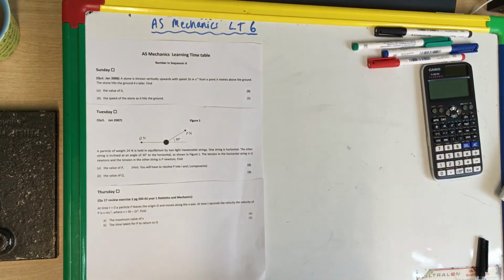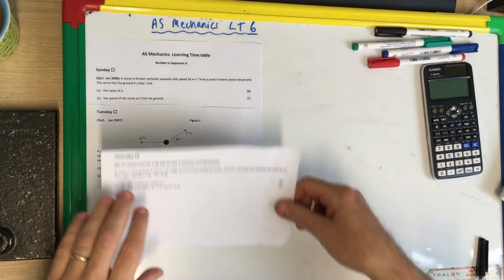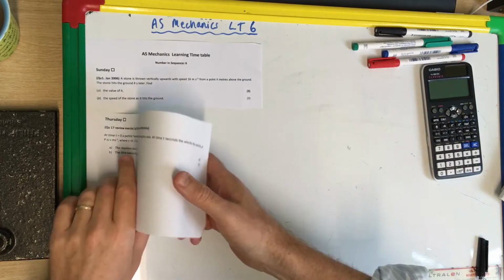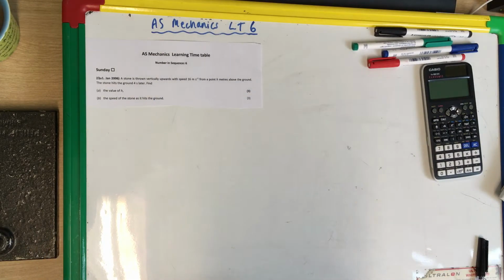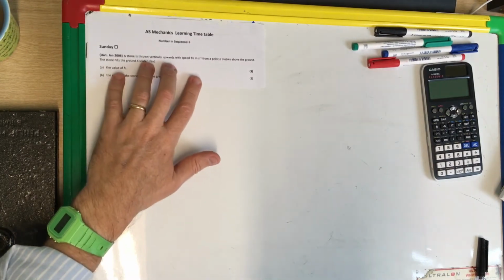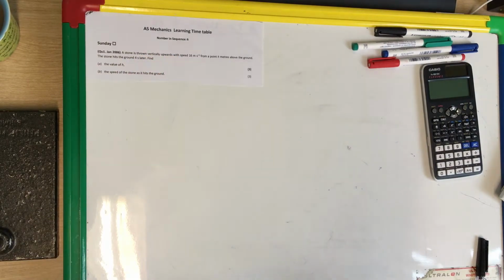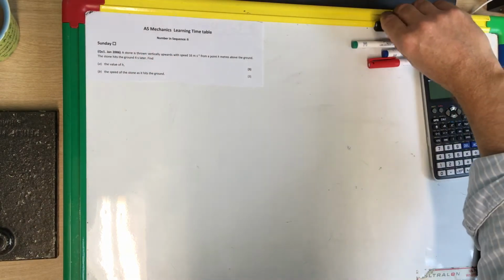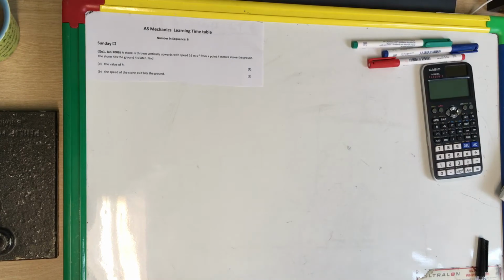This is the worksheet, the 3 questions for this week. And how about this for technology? I'm just going to get rid of those 2, because I use a pair of scissors to cut them up, and we'll just deal with this first one first, okay? And it's about lobbing stones up in the air again.